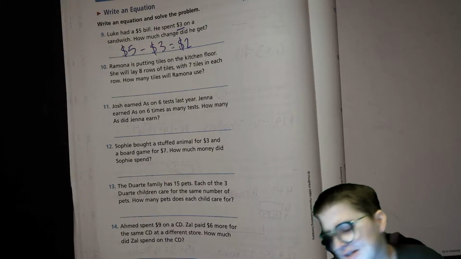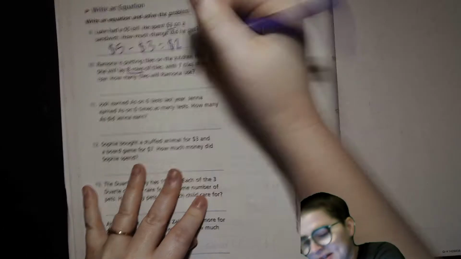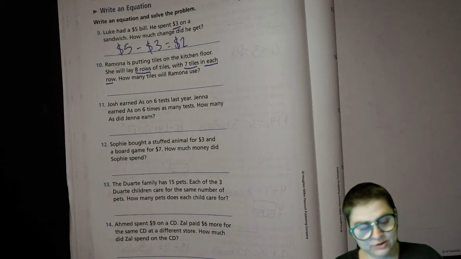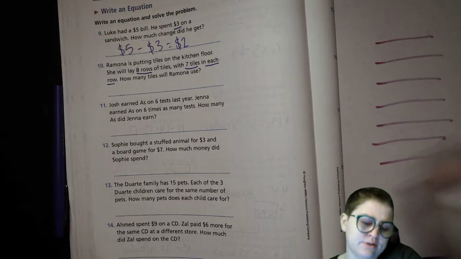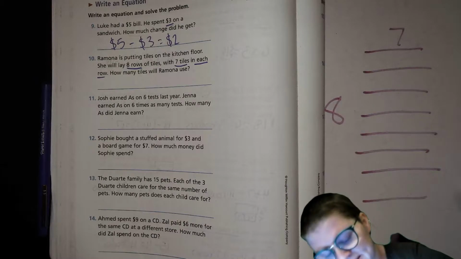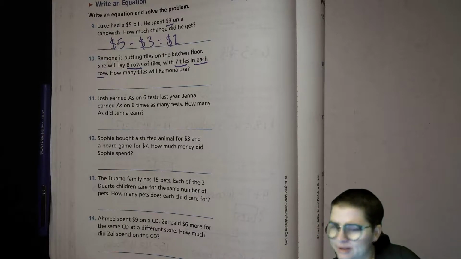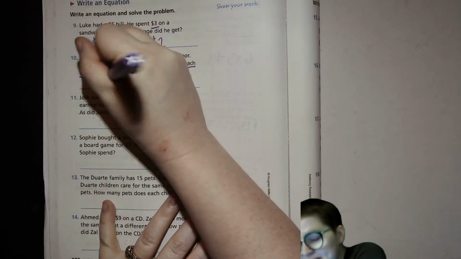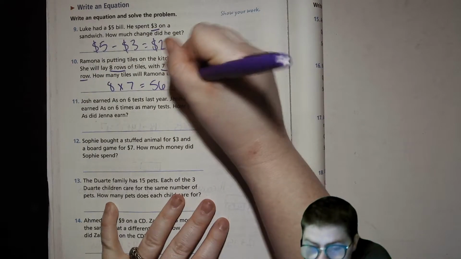Ramona is putting tiles on the kitchen floor. She will lay 8 rows of tiles with 7 tiles in each row. How many tiles will she use? So she has 8 rows, and there's 7 in each. So this is an 8 by 7, which means to find the number of tiles, we're going to have to multiply 8 and 7. Hopefully you've memorized your math facts. If you haven't, you can solve it right now. Pause the video, figure it out. But this is basically 8 times 7 equals 56 tiles.